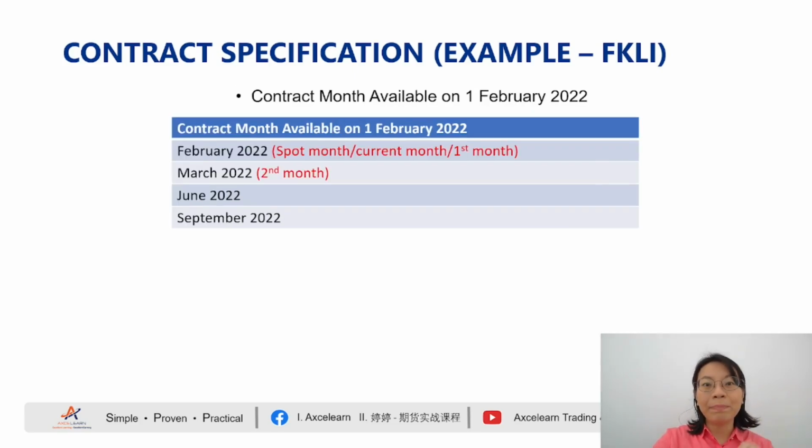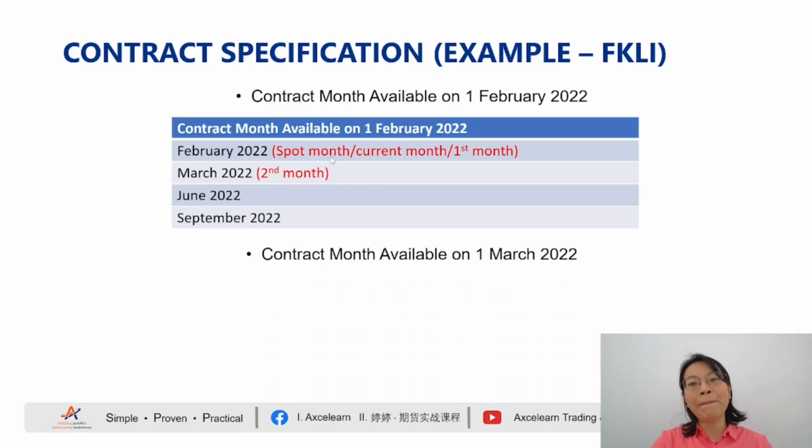Now, the next example. On the 1st of February, our February month is the spot month, or in layman's terms, you can say it is the current month, or the first month. Then March will be the second month. So we always trade the first month, or the spot month.